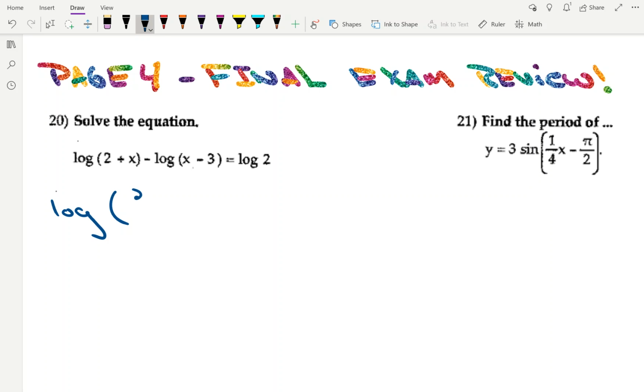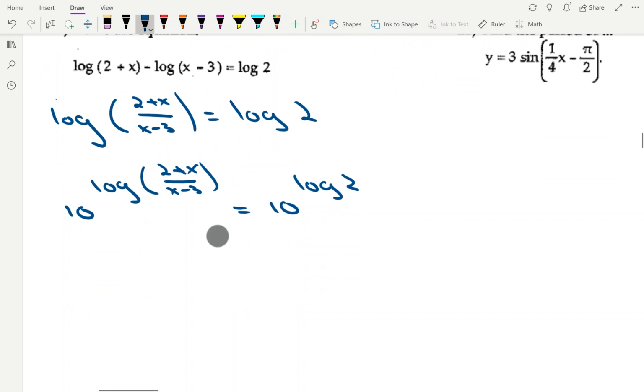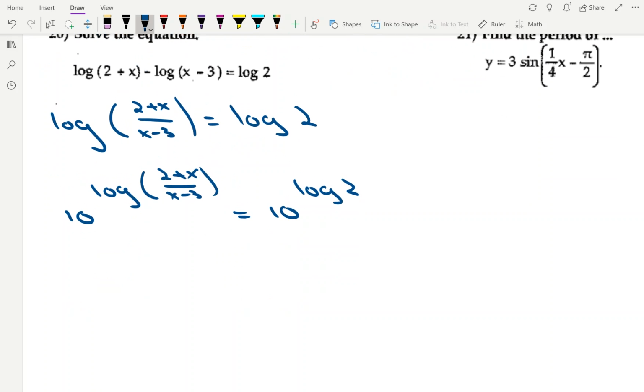So when I subtract, that means I divide the arguments. Okay, that's a legal move. And that's equal to log of 2. We know when the base isn't written, we have the common logarithm of base 10. So I would write 10 to the log of (2 plus x) over (x minus 3) is equal to 10 to the log of 2, where both of those are exponents.